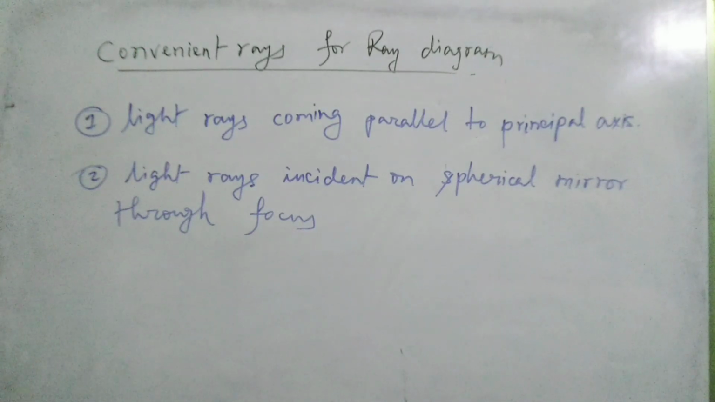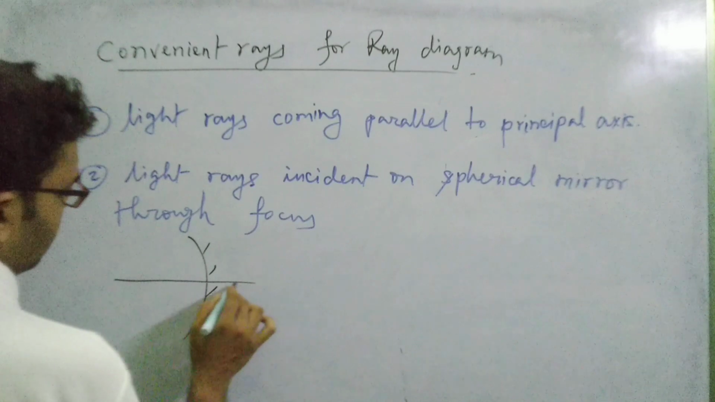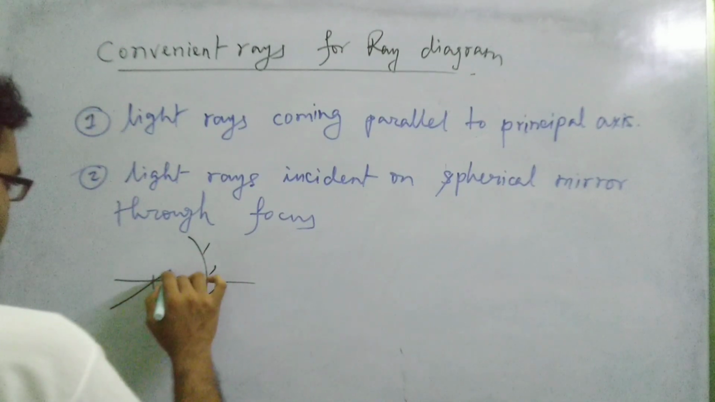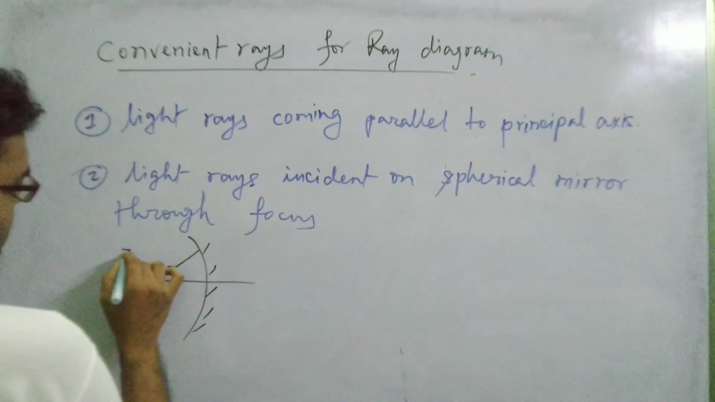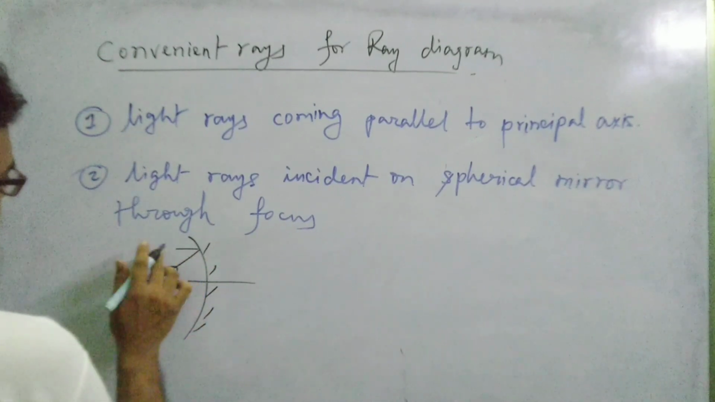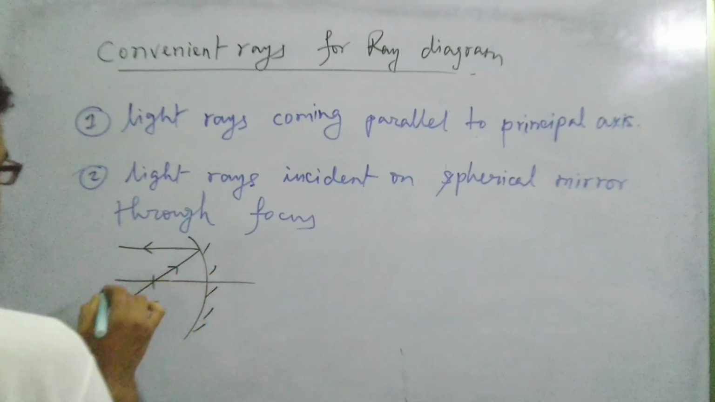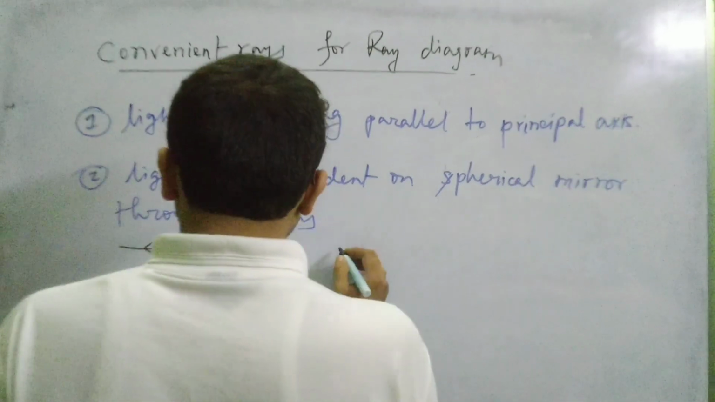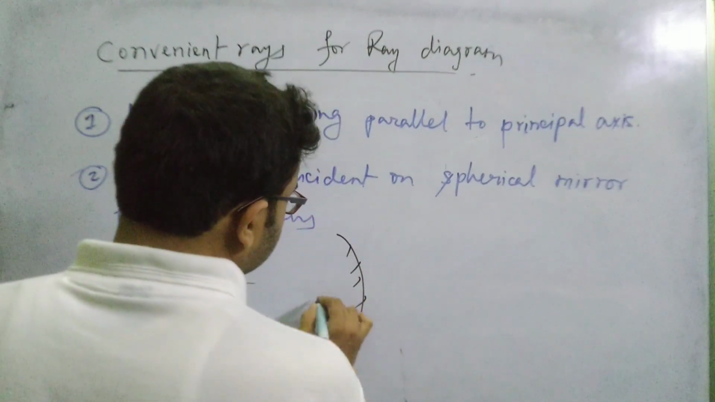So if I just consider the ray diagram for a concave mirror, it will be something like this. Say this is the focus and the light ray just passes through the focus and is incident on the mirror. Then after reflection, the light ray will just move out parallel to the principal axis. So this is the fact that we are trying to understand. Okay, for a convex mirror, it will be something like this.